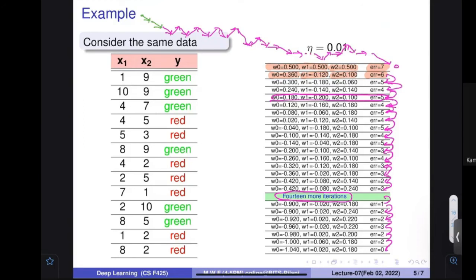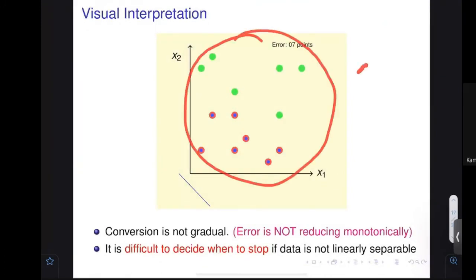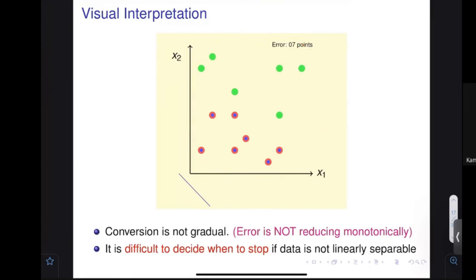Yes or no? Okay. Let us see it pictorially. Initially, these were the data points when the value was 0.5. The first equation was 0.5 plus 0.5 x1 plus 0.5 x2. On one side there is x1 and on the other side there is x2. The line would be something like this. All the points above are positive, so all these red points are getting misclassified. So the number of errors is 7.